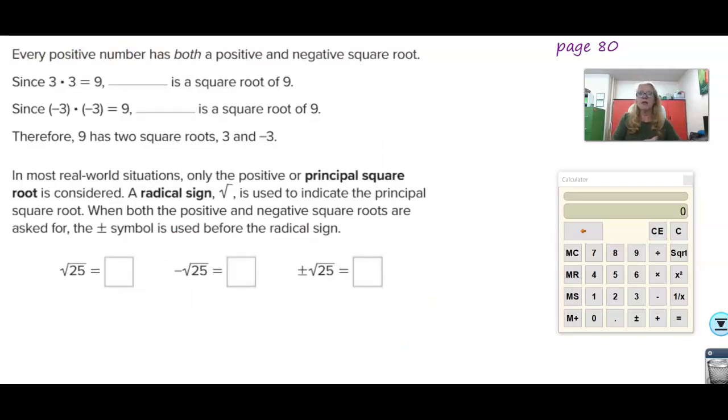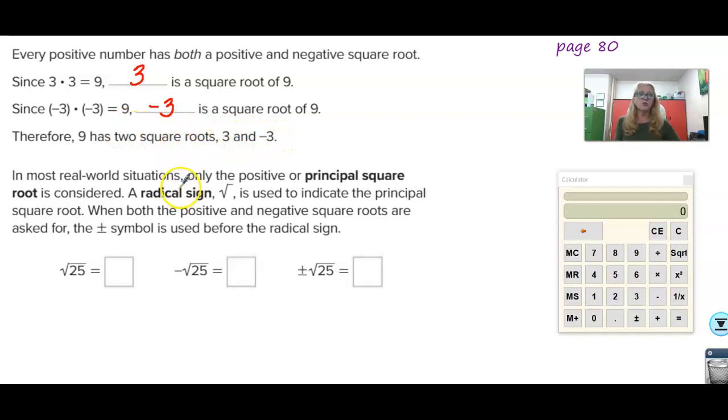Next page. This is on page 80. Every positive number has both a positive and a negative square root. Since 3 times 3 is 9, 3 is the square root of 9. But since negative 3 times negative 3 is also 9, negative 3 is also a square root of 9. So 9 has 2 square roots, 3 and negative 3.